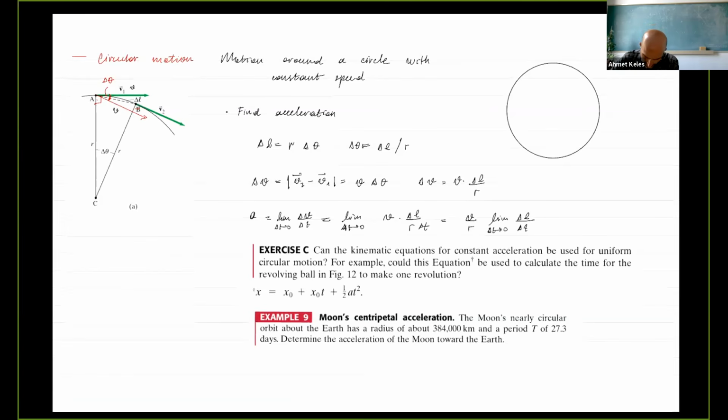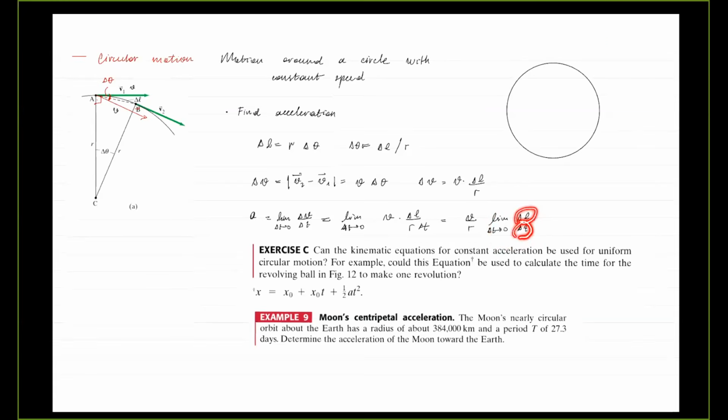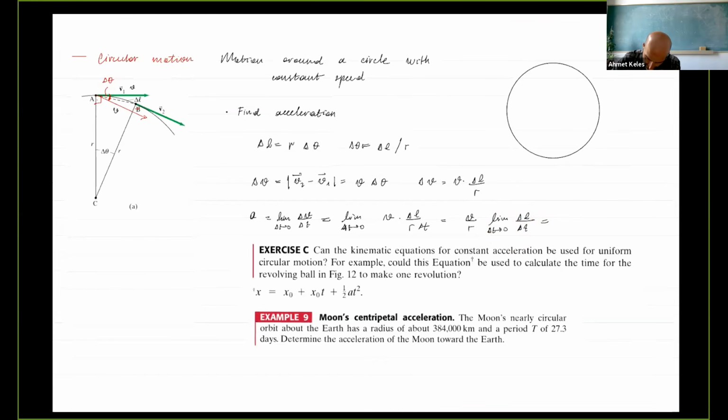Now I ask you, what is this quantity? Anybody? What is length divided by time? Velocity, right? Exactly. Radial velocity is basically v. So then the acceleration happens to be v squared over r. So we basically derived something you all know from high school.